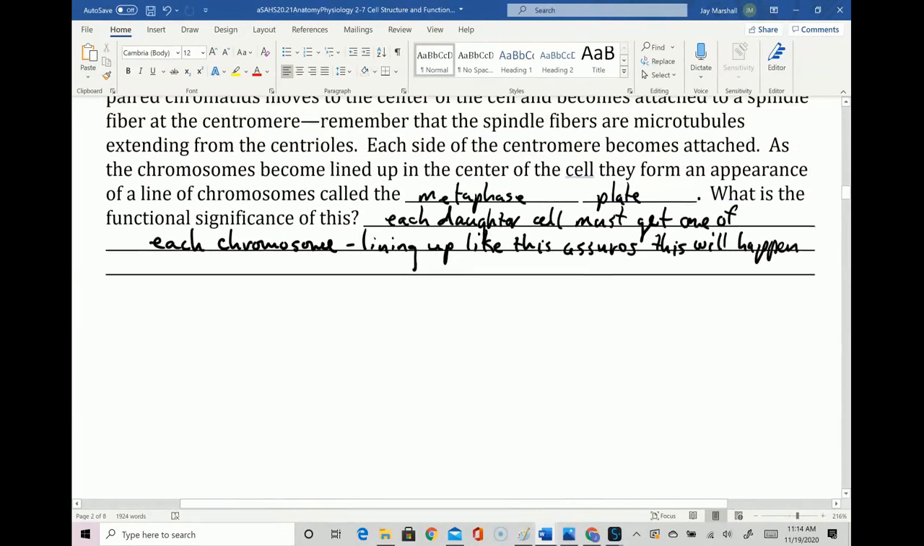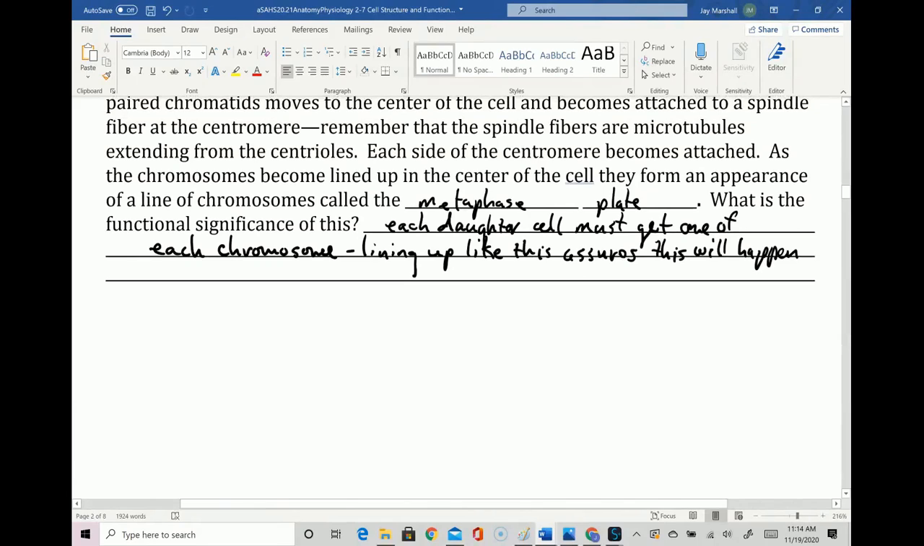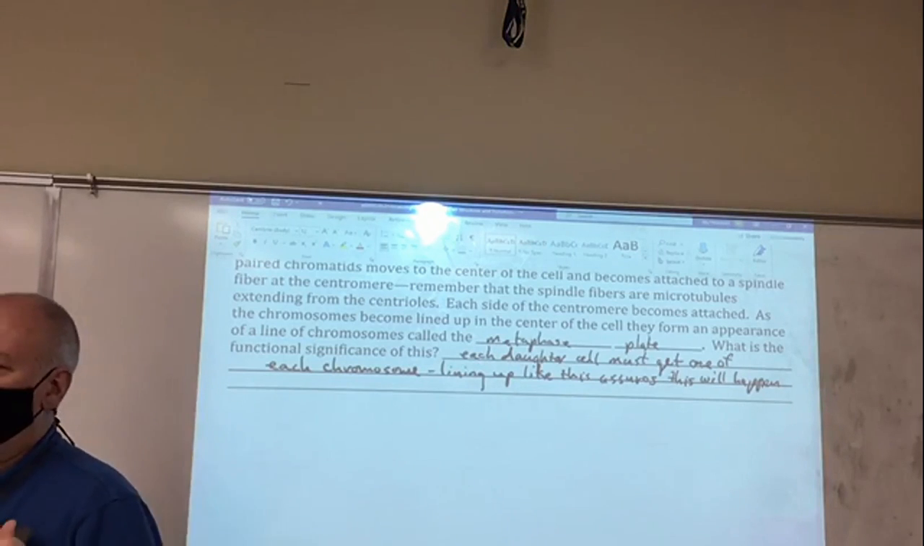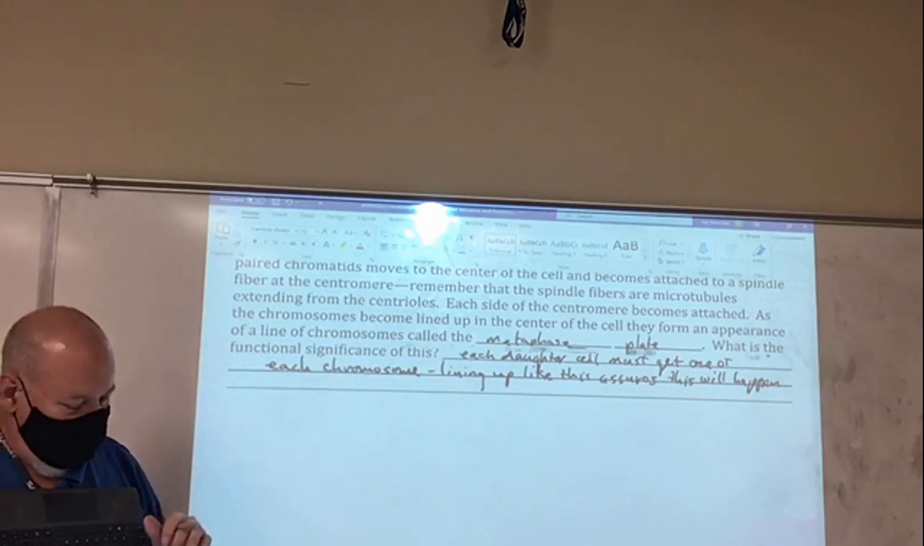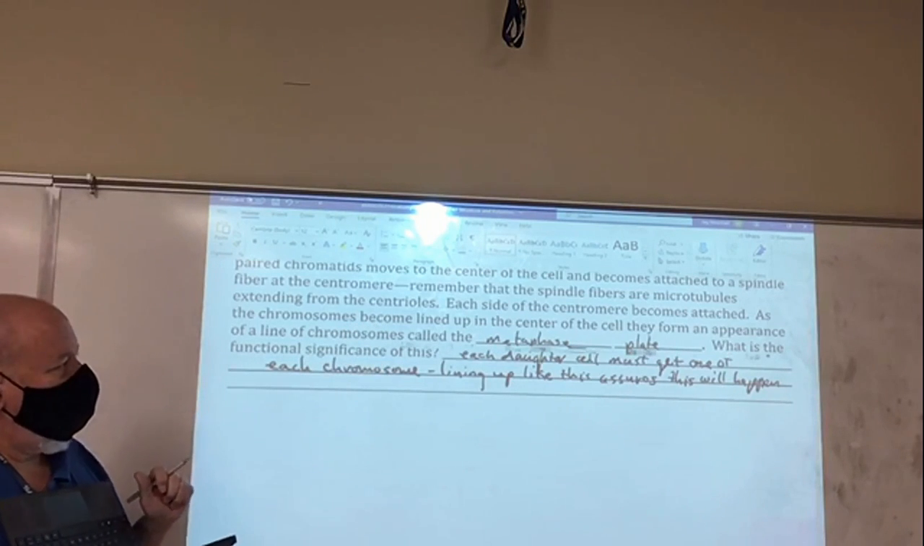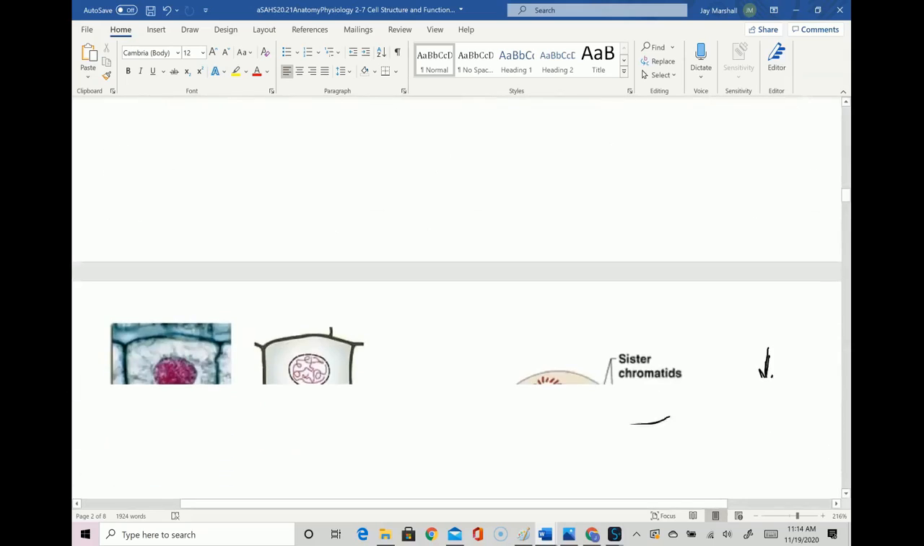Oh, I probably didn't leave that there long enough for you to write that down, did I? Each daughter cell must get one of each chromosome. Lining up like this assures this will happen. Okay, and the process of this, as we'll talk about a little bit later, is one of the most complicated things in all of biology. The process of how this happens is one of the most complicated things in all of biology, and one of the coolest things.